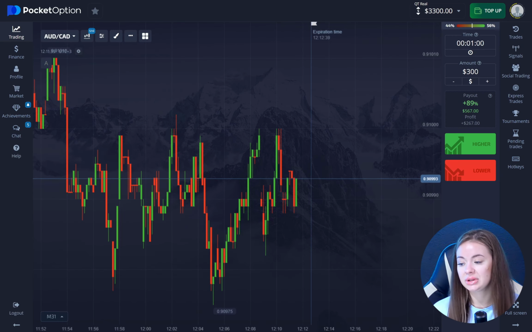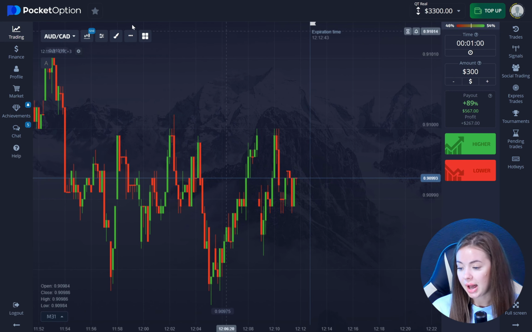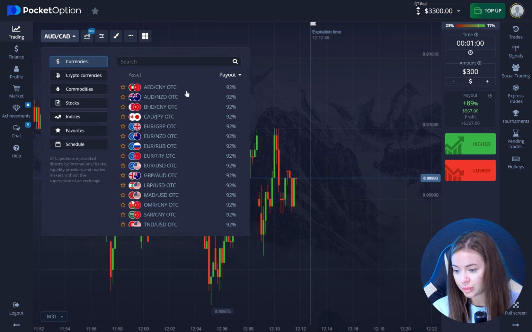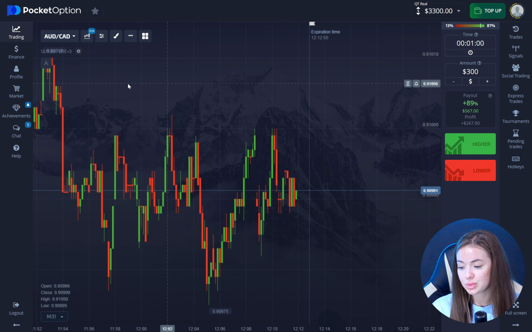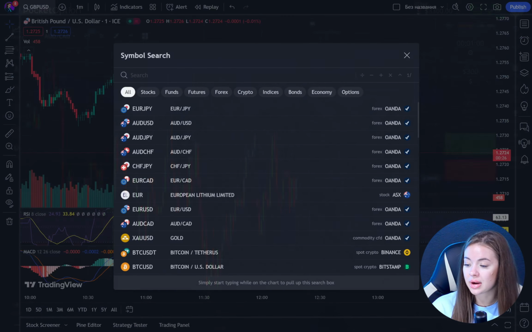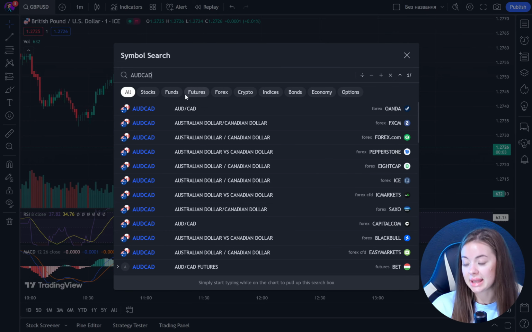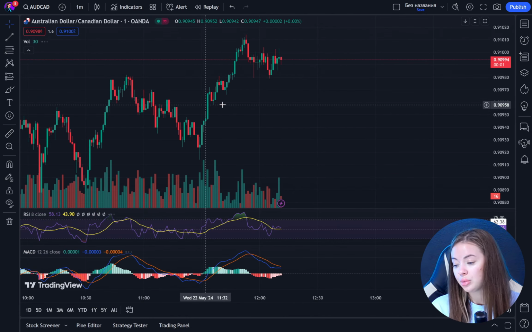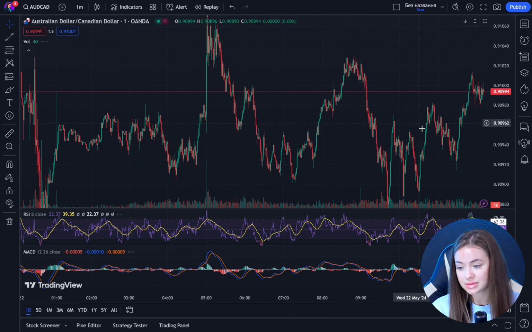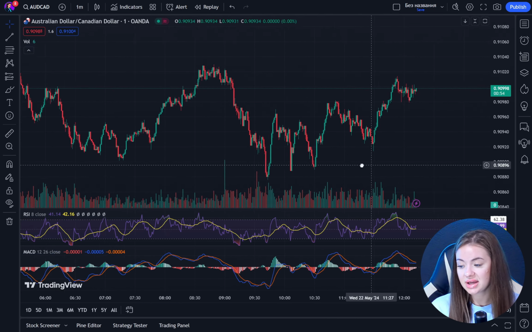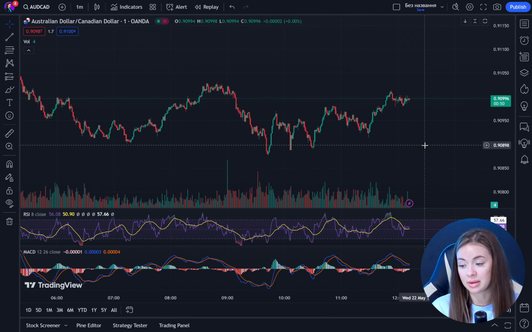As I mentioned earlier, today we will be growing a $300 deposit. I choose a currency pair with a high percentage of profitability. Today it will be the Australian dollar and Canadian dollar pair with profitability of 98%. I will also switch to TradingView and select this currency pair there. I already have the RSI and MACD indicators enabled.